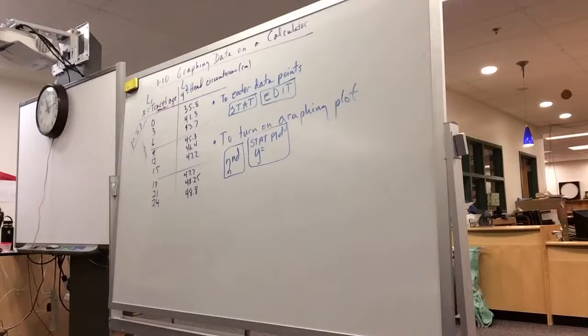Can you enter the L1 and L2? If X list is not L1, with your arrows move down until whatever's there is blinking. Then you do second and the number 1, and that turns it into L1. Then you move down and do second and L2.